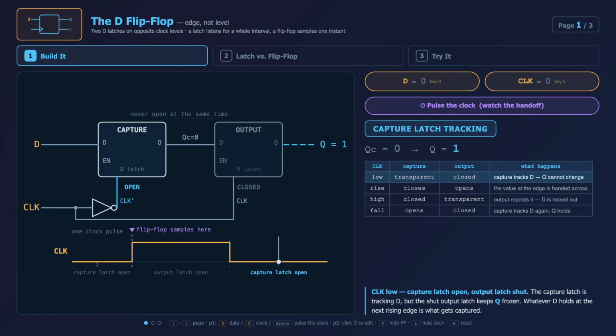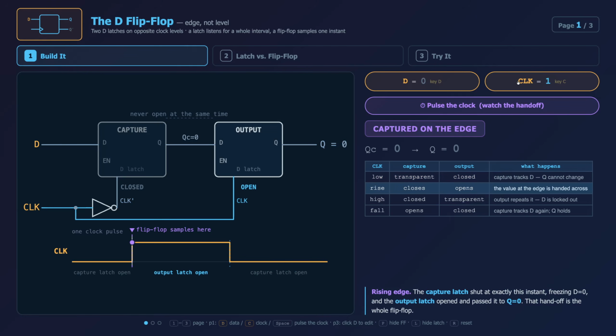At this point in time, D is equal to 0. So notice what happens. While I'm at the 0 part of the clock, the capture latch is open. So as I pulse this, the capture latch is transparent. It's just following along with what D is, because that's at the 0 part of the clock. And then when I get a clock edge, that 0 is captured and pushed on through to the output.